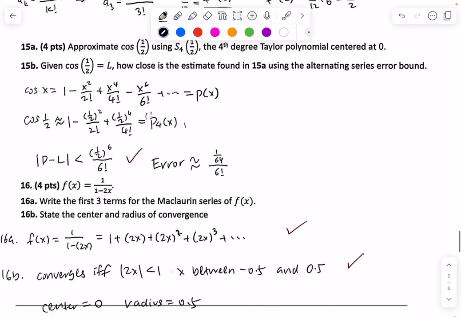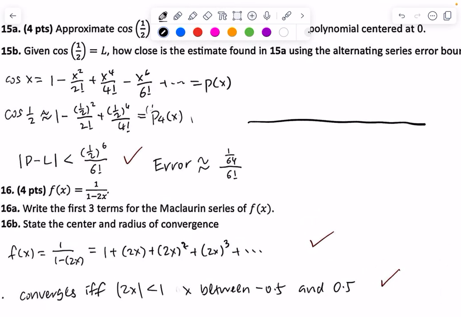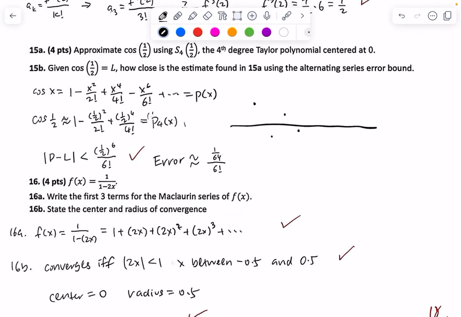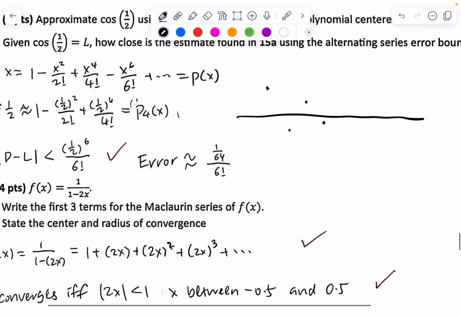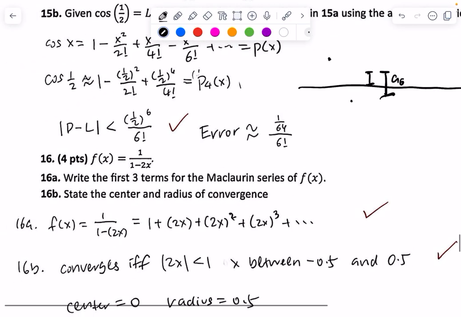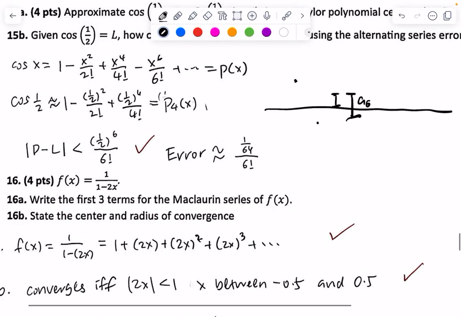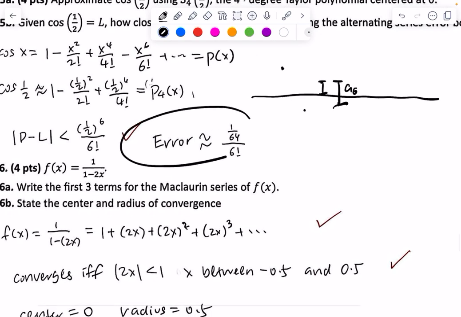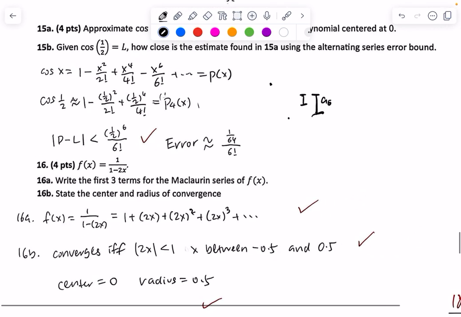And again, in the alternating series bound, we start with something bigger, and then we go smaller, and then bigger, and then smaller. So the error at P4 is this, and it has to be smaller than this thing. But what is this thing? This thing is just the value of the 6th term. It's what you get from the 4th degree to the 6th degree. So it's just a6. And then you plug it in, and the error should be approximately this, or smaller than actually.